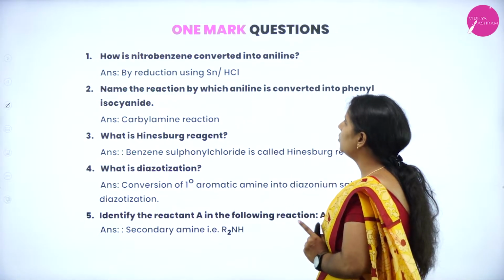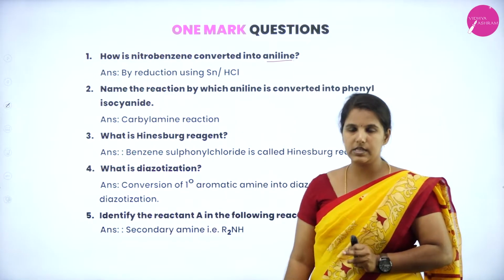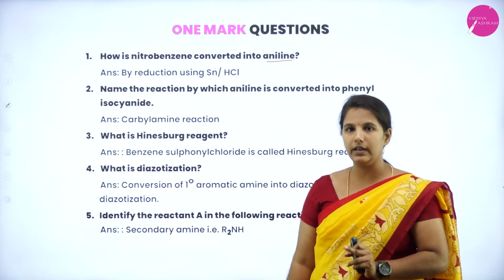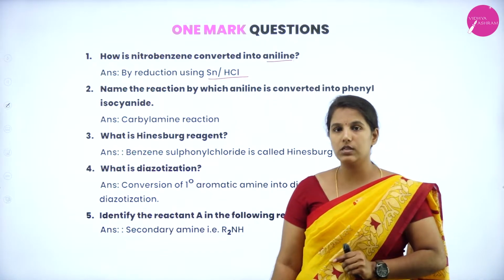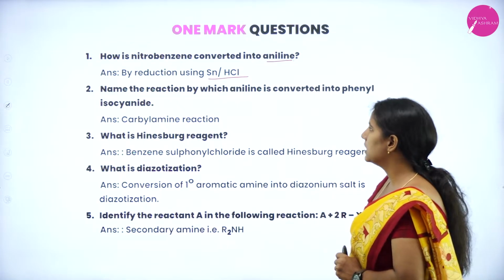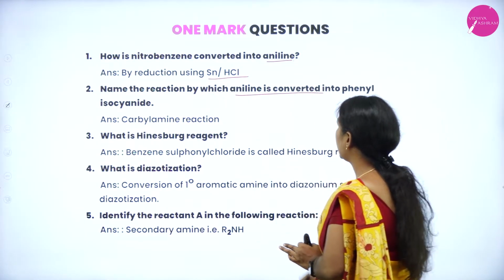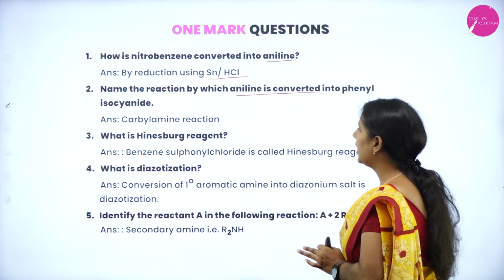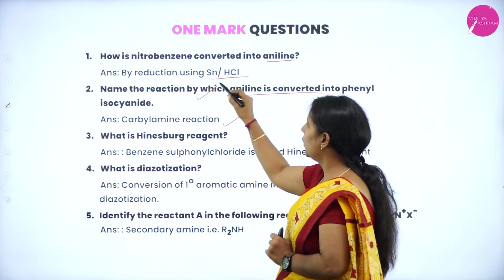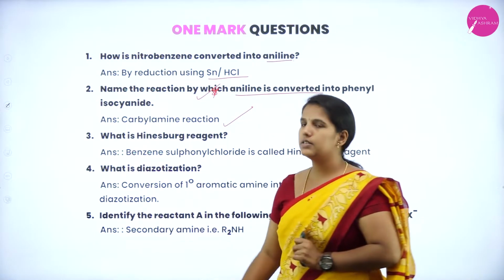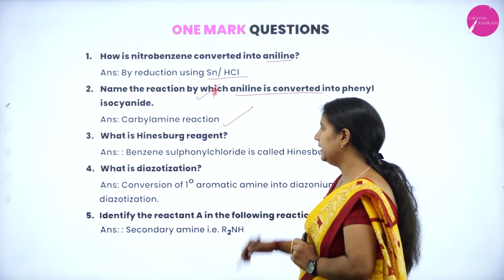How is nitrobenzene converted into aniline? Nitrobenzene can be converted into aniline by the reduction using stannous chloride and hydrochloric acid. Name the reaction by which aniline can be converted into phenyl isocyanide, and it is the most important named reaction, which is known as what? Carbylamine reaction, which we are going to study in detail.